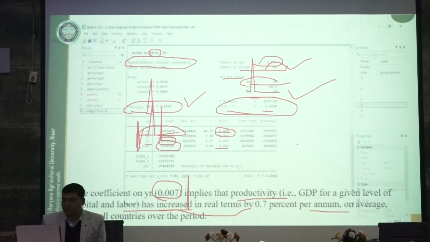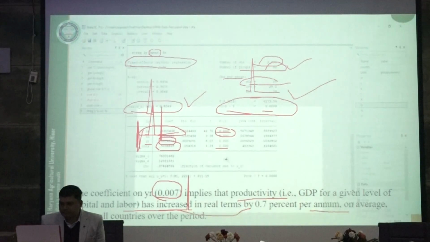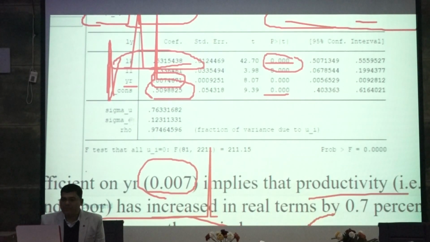significant or not. One more thing you can check is sigma u. Sigma u is the standard deviation of the inefficiency term, and sigma e is the error term, and this rho is the fraction of variation due to the inefficiency term.